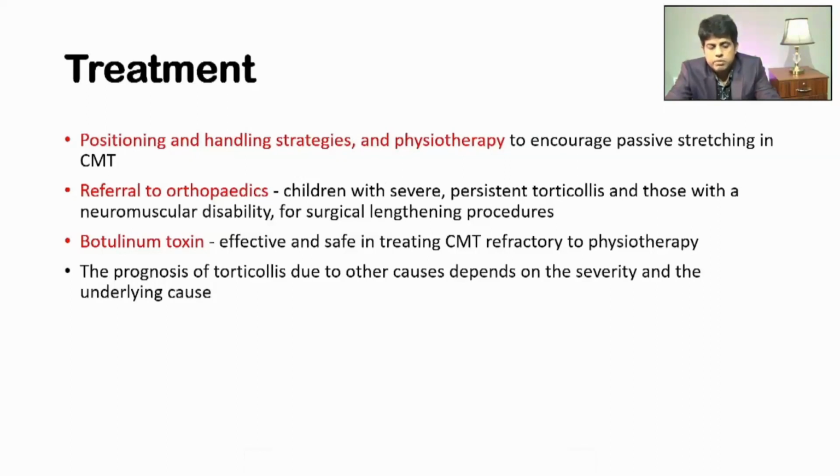And if you look at the prognosis of torticollis, it depends on the underlying cause and its severity. For example, muscular torticollis and positional torticollis have a good prognosis and are likely to settle with time, whereas for a child having torticollis secondary to a posterior cranial fossa tumor, the prognosis can sometimes be guarded, especially if the tumor is located in the brain stem region.